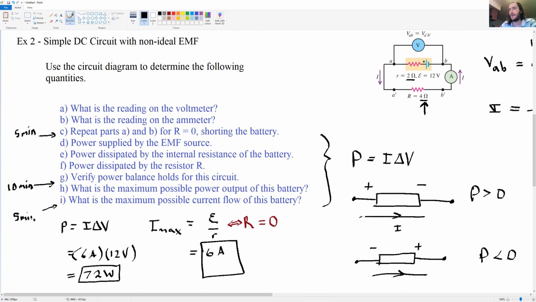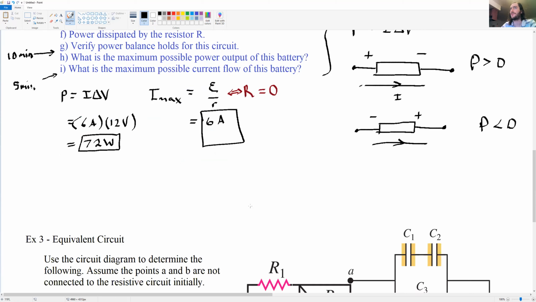Do we have any questions about that? Let me know. Okay, so it doesn't look like there are any questions. So I'm going to move down to example 3 now.